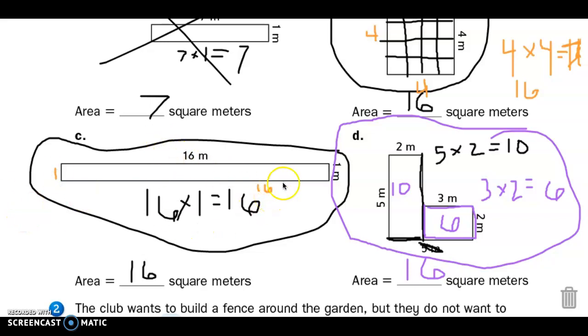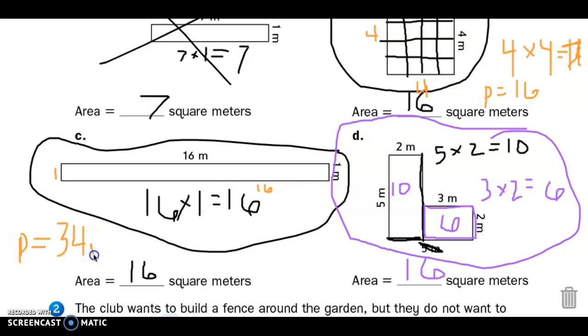16 doubled is 32. Then we have to add our ones on the side. So 32, 33, 34. So P, perimeter, equals 34. I'm going to put P over here. P equals, perimeter equals 16. So far, which one has the smallest perimeter?